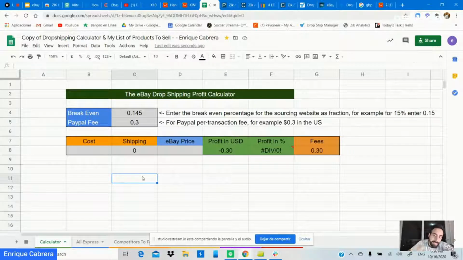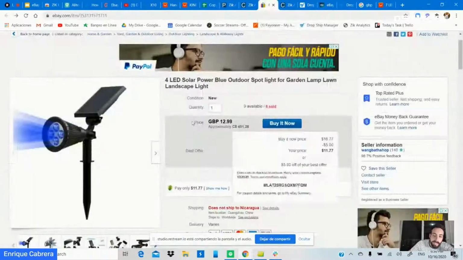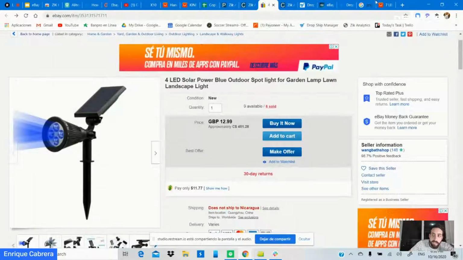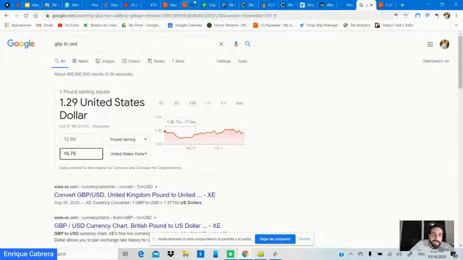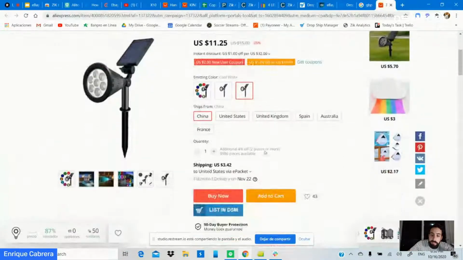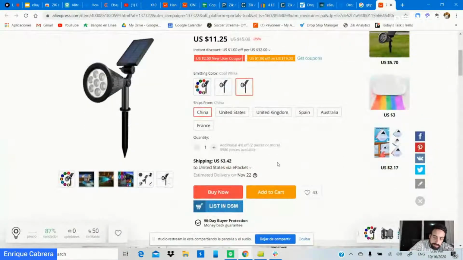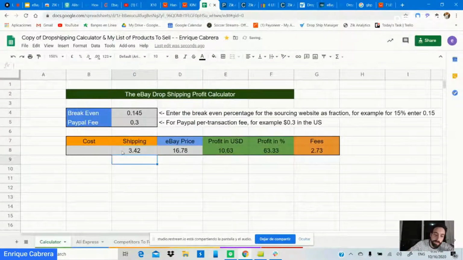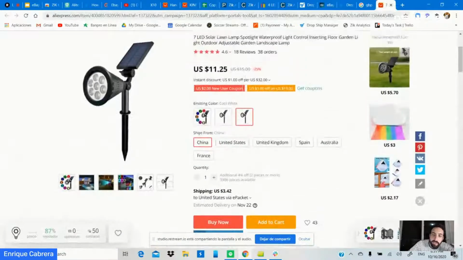So the next task you guys have to do to determine if that product is good enough for you is, number one, place the eBay seller's price. And we know that this price is 16.78. So we put it here, 16.78. There you go. Then we place our shipping cost, which in this case via ePacket is 3.42. Just place it here, 3.42. And lastly, your cost. Let's see if you make money out of this. The cost is 11.25.